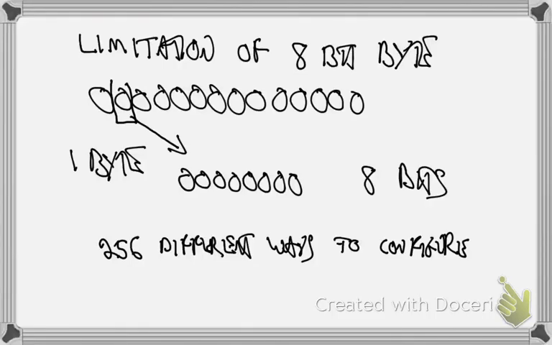Okay, in this video we want to talk about the limitation of an 8-bit byte. So you recall that this is RAM, let's say right here, main memory. And if I take a look at 1 byte here in main memory and I bring it down here, this byte is made up of 8 bits or 8 wires. Now, what is the limitation of a byte that has 8 wires? There's only 256 different ways to configure that.